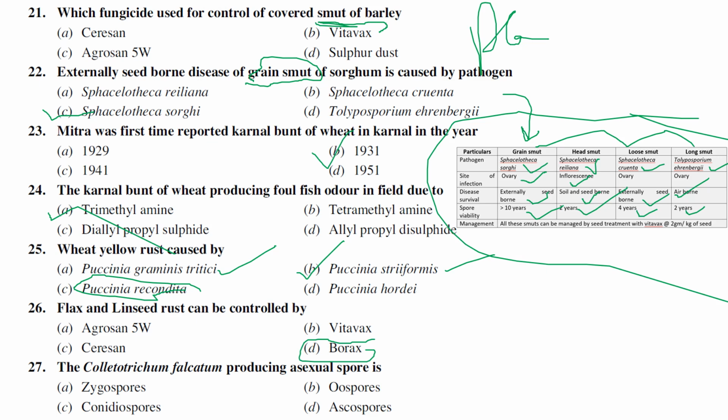The next one is Colletotrichum falcatum producing an asexual fruiting body. Colletotrichum falcatum causes red rot of sugarcane, first of all. Normally, Colletotrichum produces depressed spots. The asexual fruiting body is the acervulus, and the sexual spores it produces are generally ascospores. The asexual spores are conidia, where the acervulus produces the conidiospores.